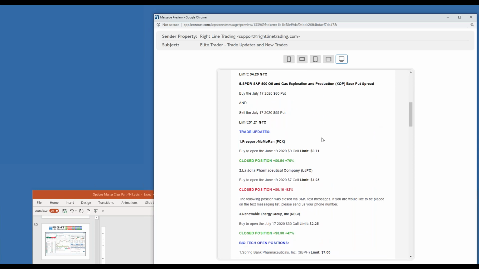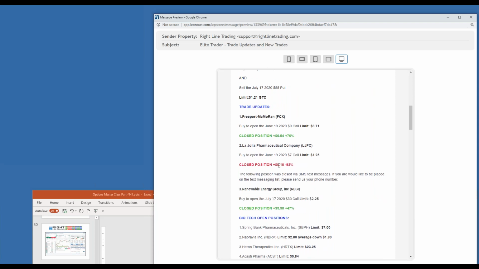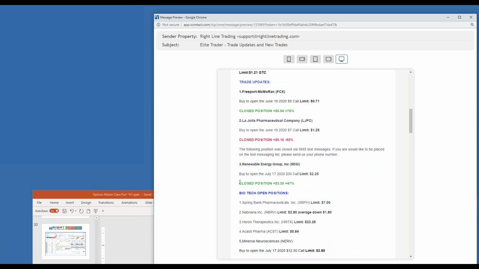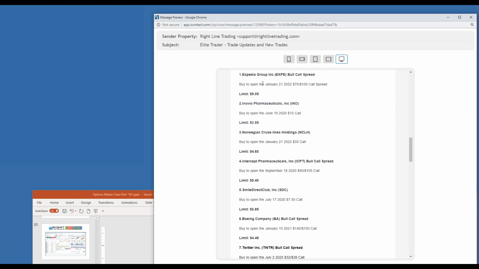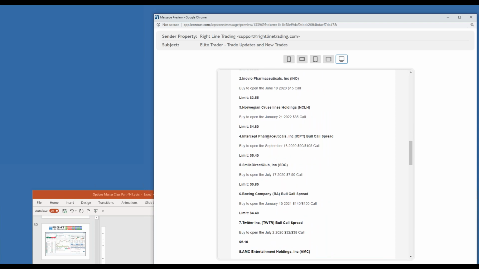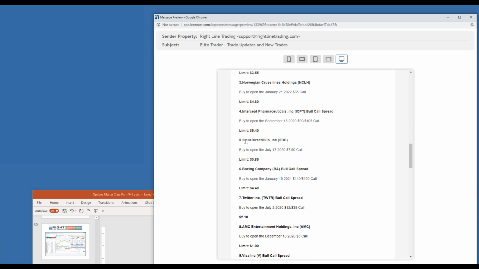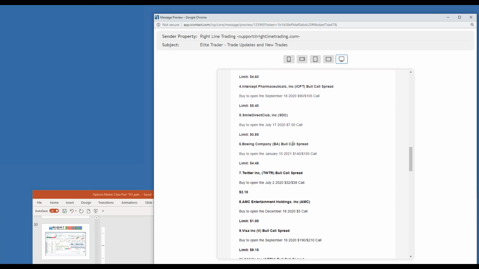Now, here are our open trades. We closed out Freeport McMoRan for 76. LAJOLLA is not an option. It's a biotech catalyst position. I closed out renewable energy for 47 cents, for 47%. In the portfolio, I have Expedia, Inovio, Norwegian Cruise Lines, Intercept Pharmaceuticals, Smile Direct, which I should have sold. Boeing, I have a 140, 150 call. Boeing is trading at 200. So I'm just going to leave it in, and we'll get 100%.